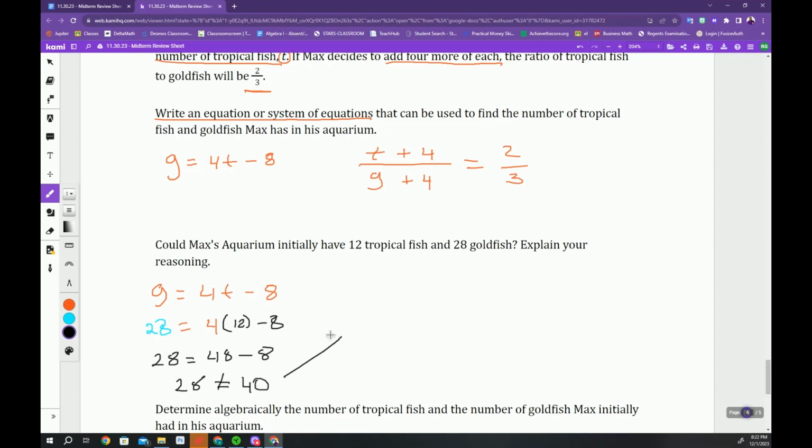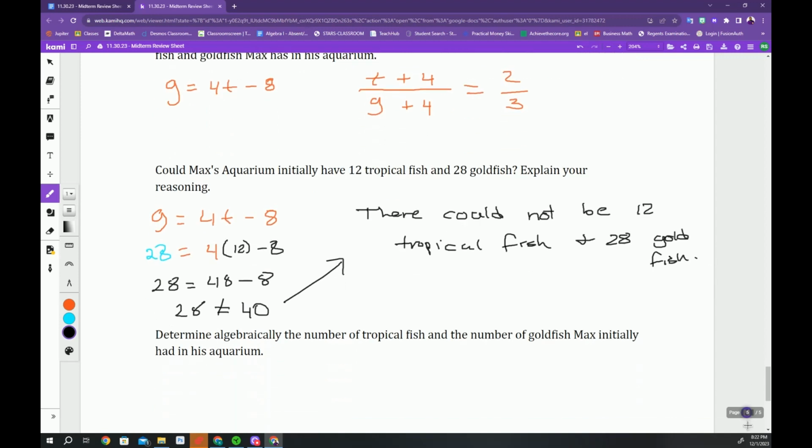Because this is not equal, this means there could not be 12 tropical fish and 28 goldfish.